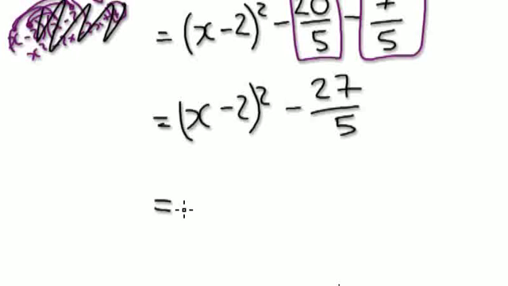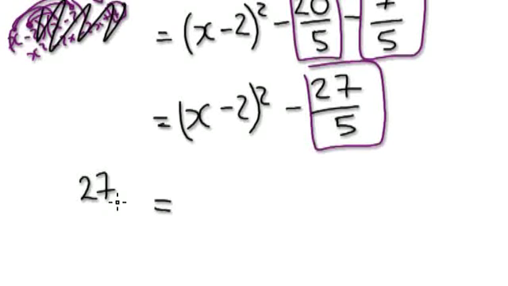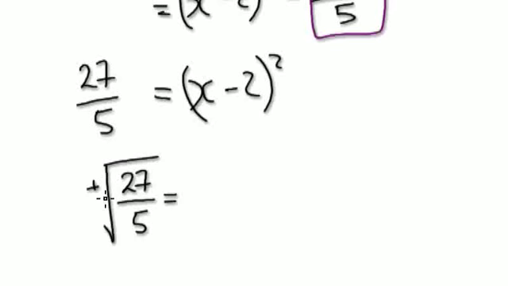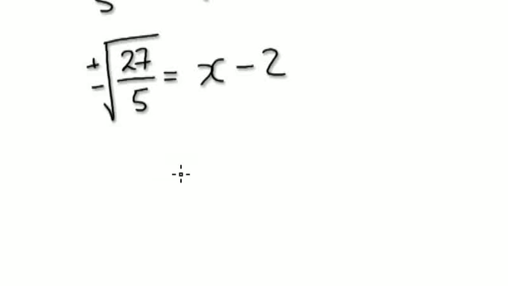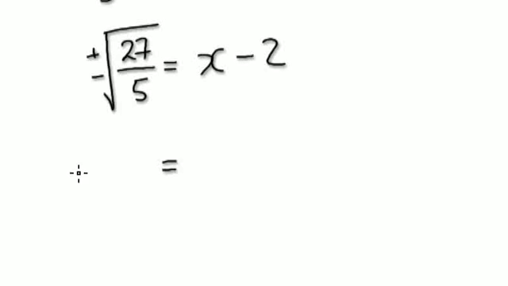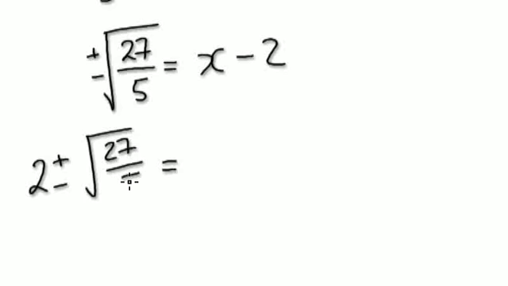Then add this fraction to both sides. Remember, we're trying to get x on its own, so add 27 over 5. That will give you x minus 2 squared equals 27 over 5. Now square root both sides. When you square root a positive number, you're always going to get two solutions, so this will be plus and minus here. This will be x equals, and then add 2 to both sides. So x equals 2 plus or minus the square root of 27 over 5.